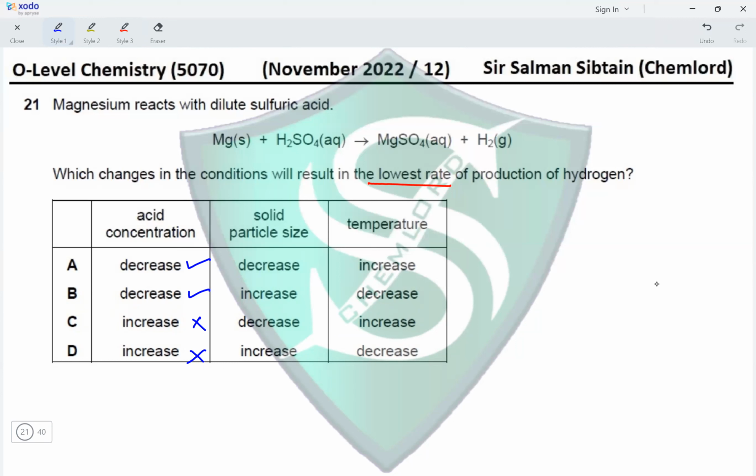Solid particle size. Now, if the solid particle size is large, then the reaction would be slower. So A has decrease in it, which is wrong. B has increase in it. So already we have selected B as a correct answer.